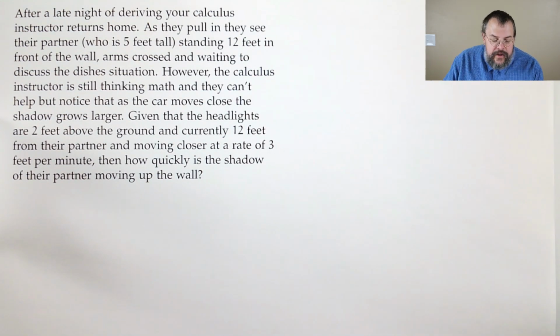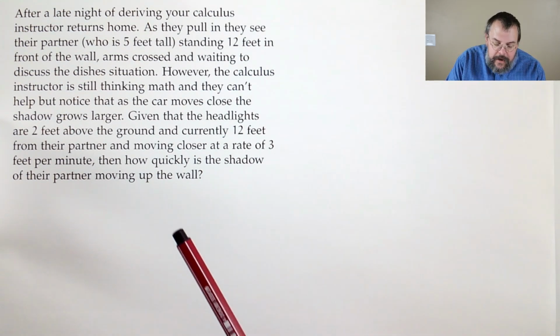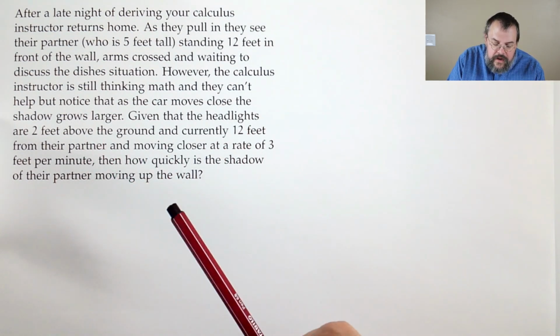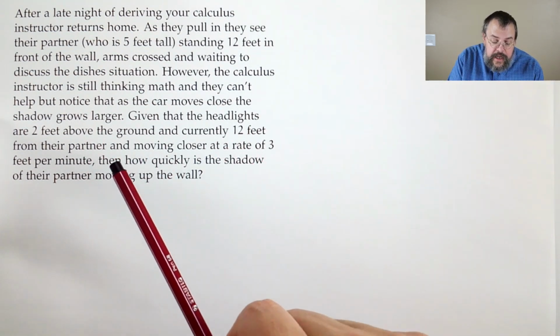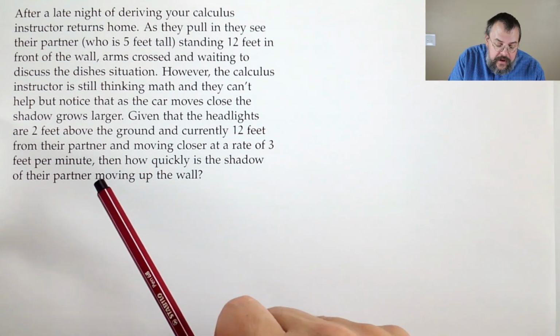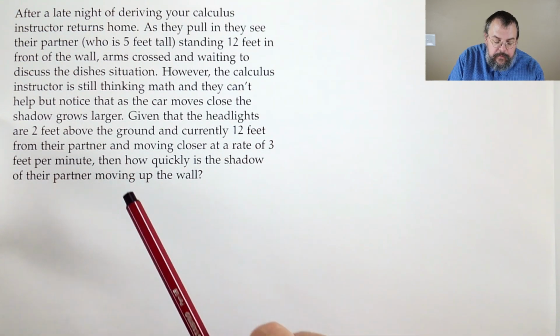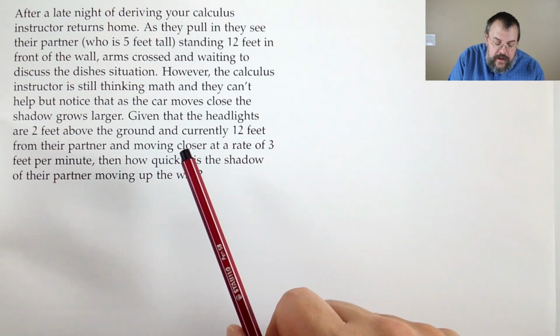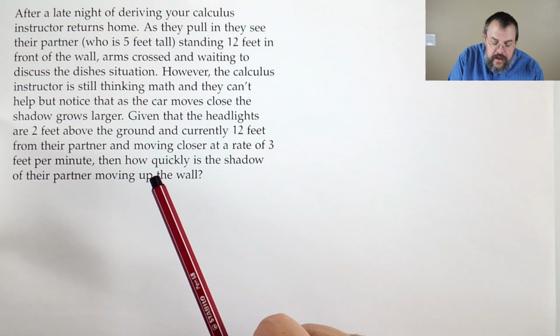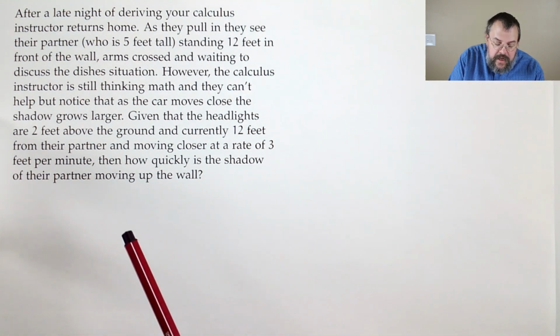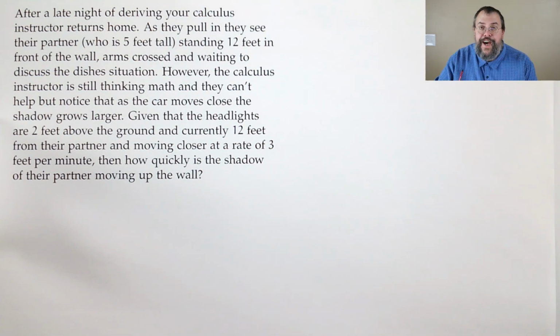So, standing 12 feet in front of the wall, arms crossed and waiting to discuss the dishes situation. However, the calculus instructor is still thinking math, and they can't help but notice that as the car moves closer, the shadow gets larger. Given that the headlights are 2 feet above the ground and currently 12 feet from their partner and moving closer at a rate of 3 feet per minute, then how quickly is the shadow of their partner moving up the wall?